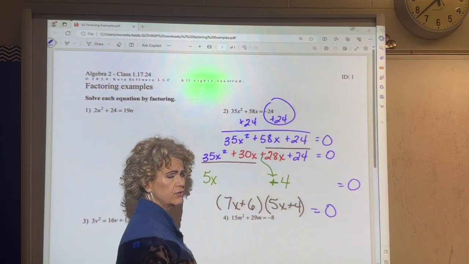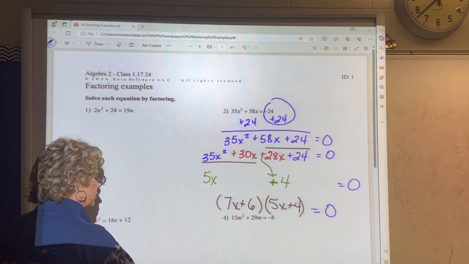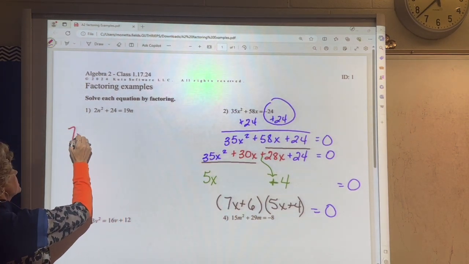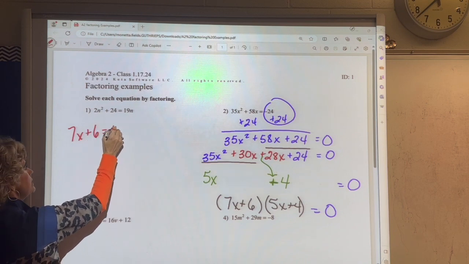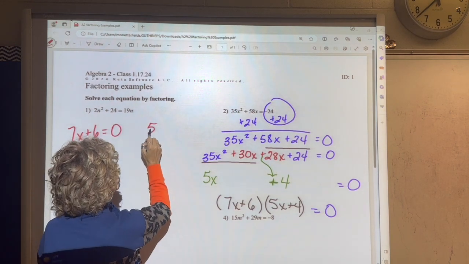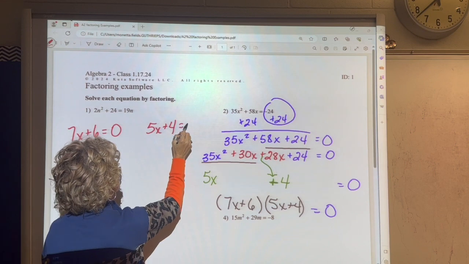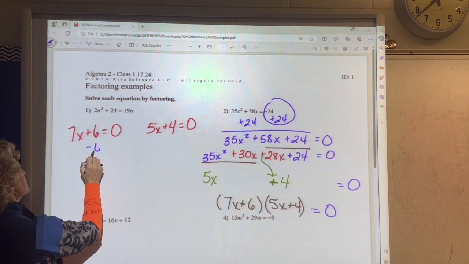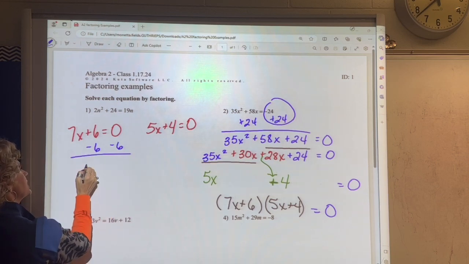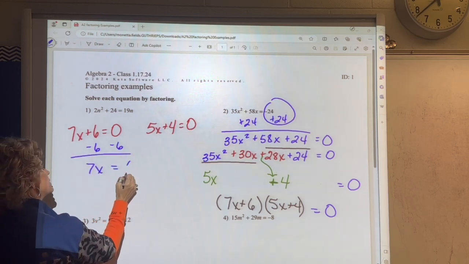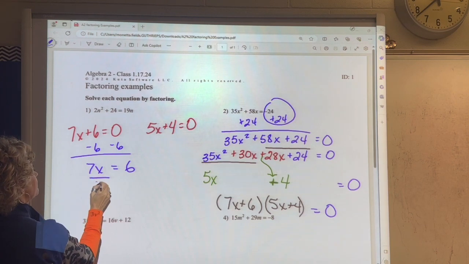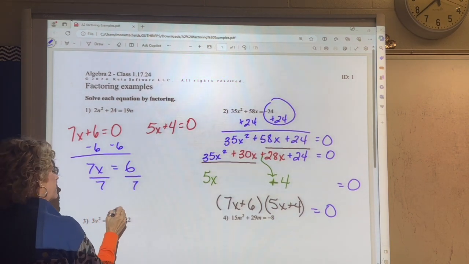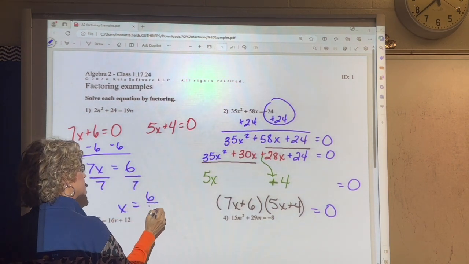Okay, so now that I have it in factored form, I set each factor equal to 0. I have 2 factors, should have 2 answers. So here I go. My first factor, 7x plus 6 equals 0. Second factor, 5x plus 4 equals 0. So here I go. I'm going to solve. I'm going to subtract 6 from both sides. 7x equals a positive 6. Divide by 7, x equals 6/7.